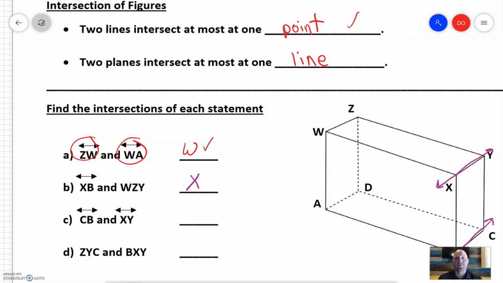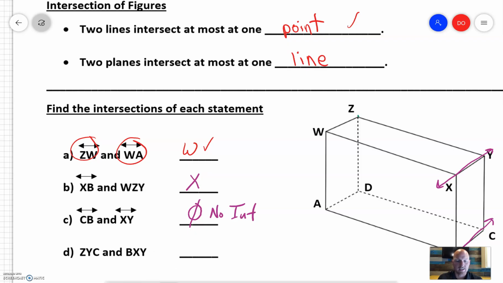Notice how we're on the top of the figure, the bottom of the figure. They're traveling in the same direction. They do not intersect, hence the null set. Or you could just write no intersection or don't intersect. All of those would be totally fine. And then lastly, we have two planes.